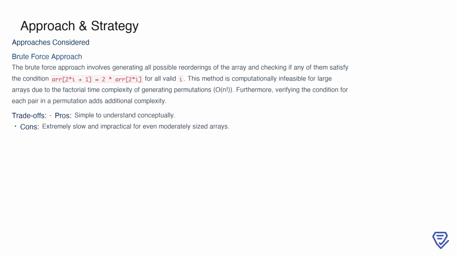The reason lies in the factorial time complexity required to generate all permutations, and each is an O(n) operation. On top of that, checking each permutation to verify the pairing condition adds further overhead. The result is a method that becomes impractical even for arrays of moderate size. While the brute force approach may be easy to understand, the trade-off is its extreme inefficiency, making it unsuitable for real-world use cases where performance matters.